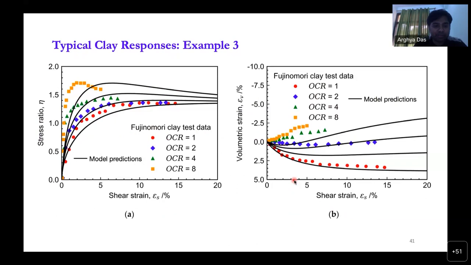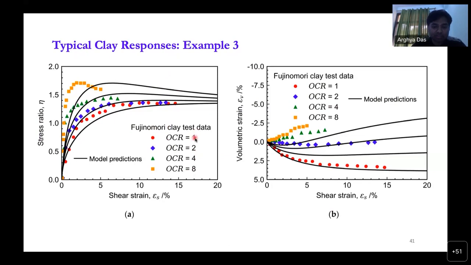Coming to some of the typical cases, now when you are talking about the clay, it is the OCR value. Previously, in sand, we were discussing only the density. Now in clay it is the OCR value. If you look at the OCR value, these are changing from 1 to 4 to 8.